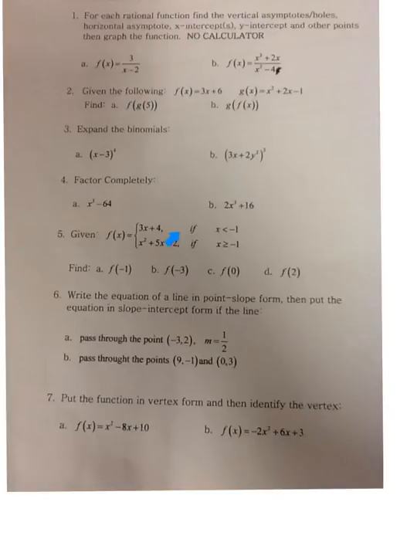Okay, so 5 is another evaluation, but it is a piecewise function. So you just have to make sure you plug in your input into the right equation because there's restrictions on these equations. So for this part of the function, f of x equals 3x plus 4, your x's have to be less than -1. And for this part of the function, f of x equals x squared plus 5x minus 2, your x has to be greater than or equal to -1. All right, so let me just rewrite that.